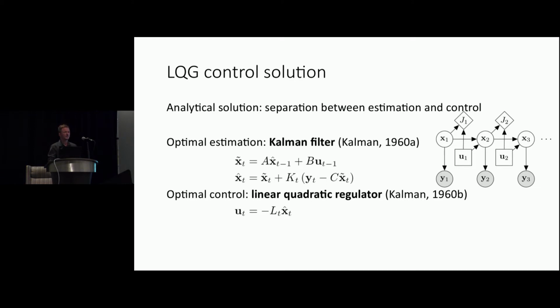And so the optimal estimator for this problem is the Kalman filter, which consists of a prediction step and a belief update step. And the optimal controller is the linear quadratic regulator. And both of these are very simple linear equations. Yeah? What's the difference between the tilde and the hat? Okay, yeah, that's a good point. The tilde is the prediction, and the hat is the belief, the estimate.